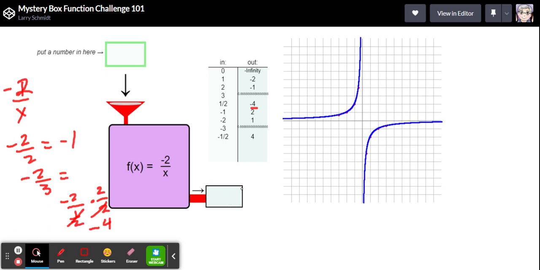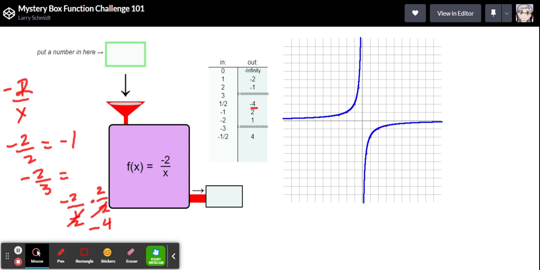And there it is, beautiful, gently sloping out to infinity, up and down and left and right, arms of a rational function. They're just moved a little bit away from the origin because it's 2 over x, and then they're flipped into quadrants 2 and 4 instead of what we usually get, which is quadrants 1 and 3.